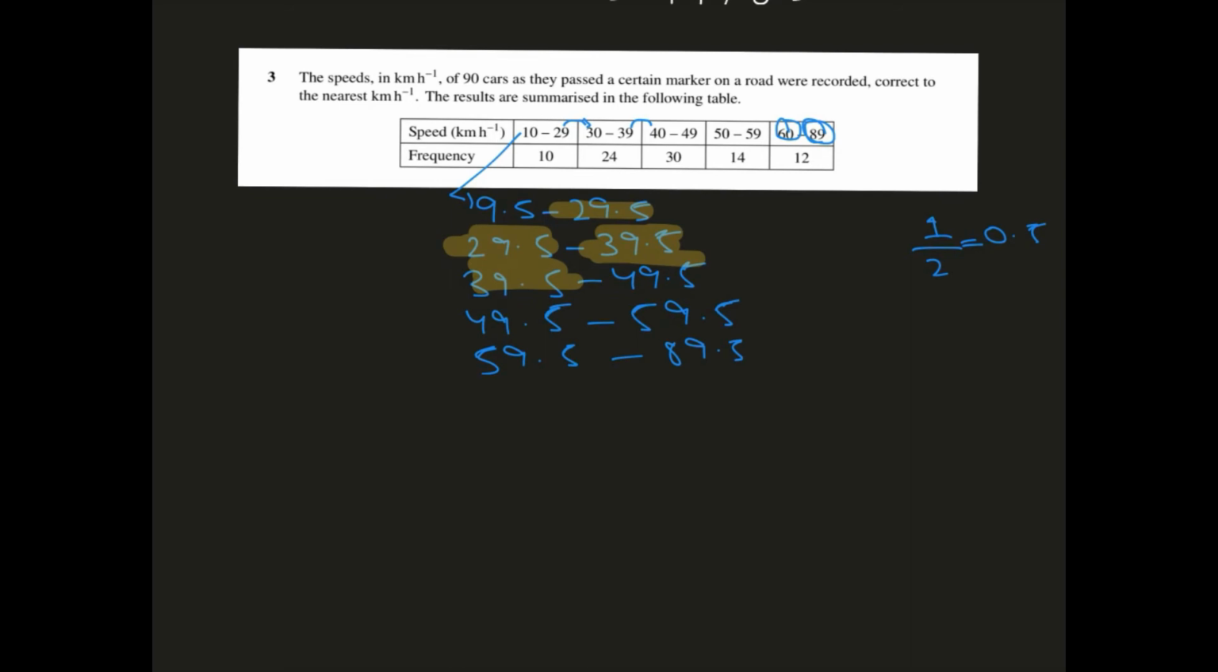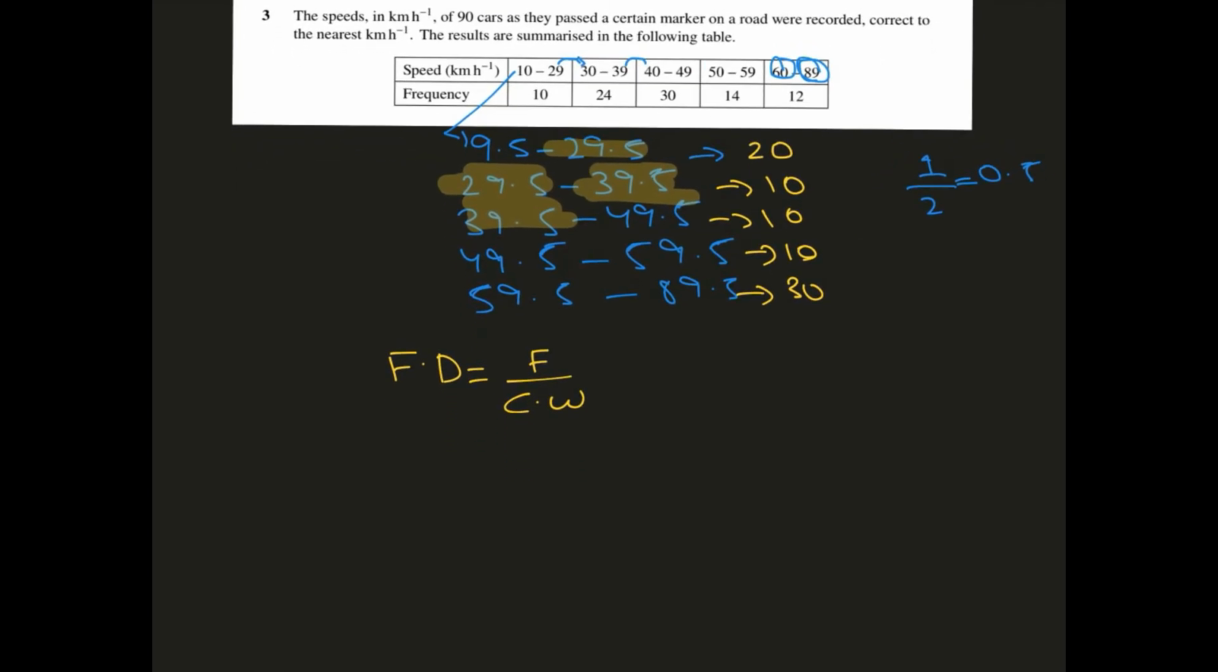Now we do the same thing. Since our class widths are not equal, this will be 20. This class width is 20. This class width is 10. This is also 10. This is also 10. But this is 30, right? And then we make a column for frequency density. So frequency density is frequency over class width.